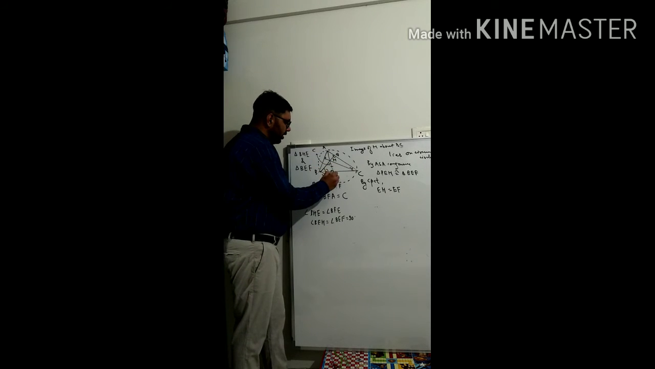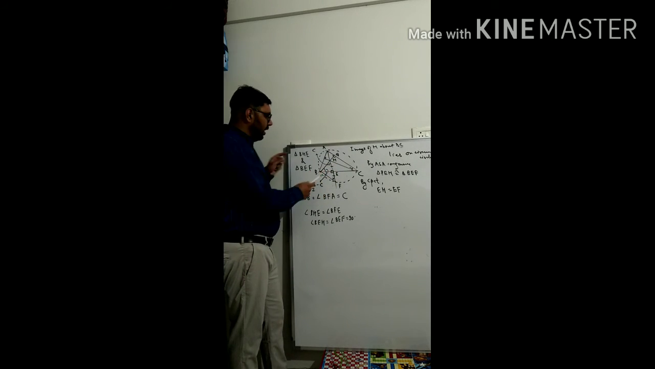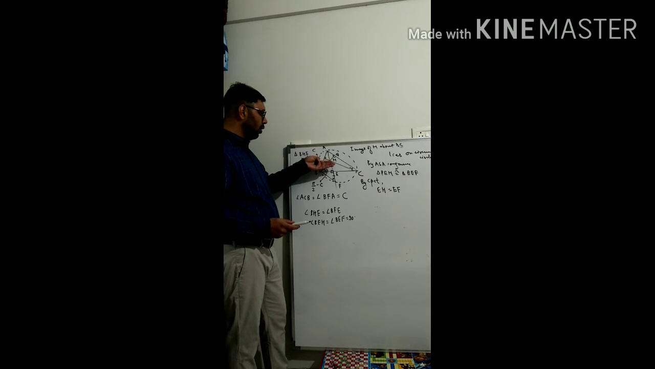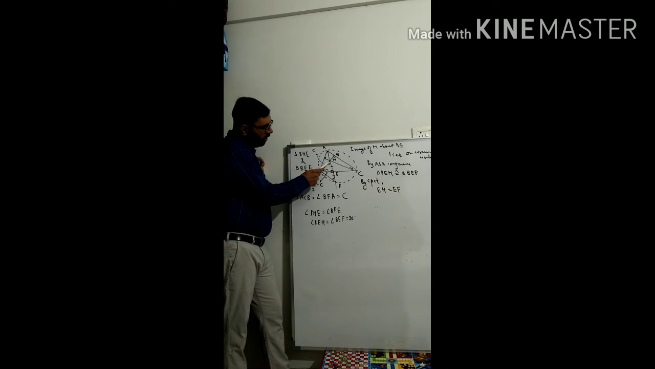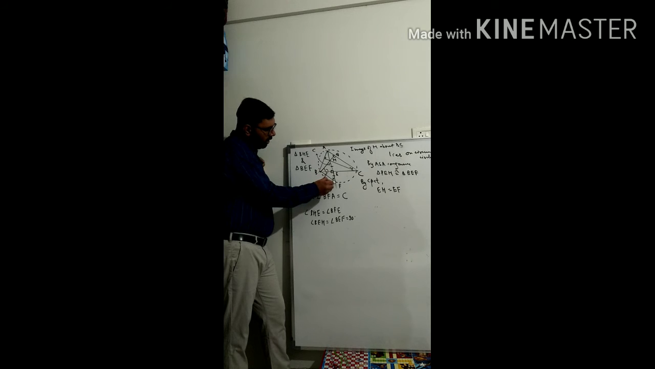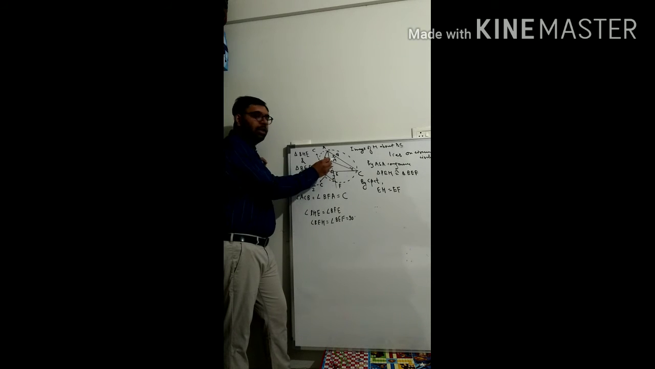So if this length is equal to this length, we can say that the image of this, whenever we talk about image, we take the equal distance on the opposite side. So if I want to take image of H about BC, I will take the same distance on the opposite side of BC. So this will come out to be F, which means F will be the image point for H, and F is already lying on the circumcircle.